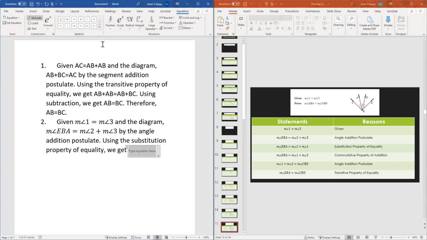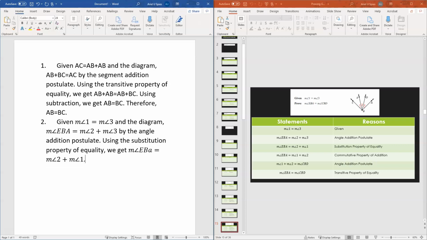And to get the equation shortcut without having to go all the way up there, you can press Alt and then the plus equals button, and it gets you this box in Word. Measure of angle, and you press space every time after you type the word angle so it knows to change it. EBA equals measure of angle 2 plus measure of angle 1. Okay, that is the end of this sentence.